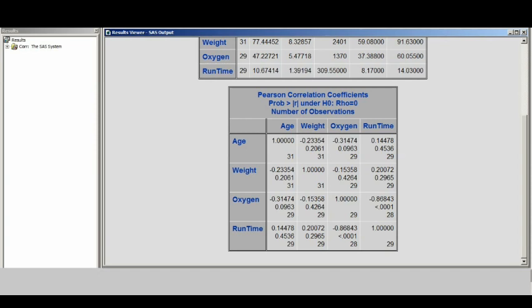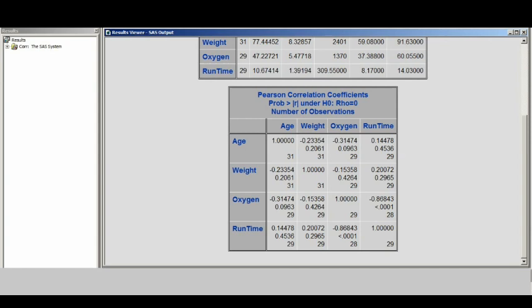These 31, 31 etc. are the number of pairs considered for computing these correlation coefficients, and these are p values: probability greater than mod r under H naught, rho equal to 0. We will see what p values are and what to interpret from them later on.